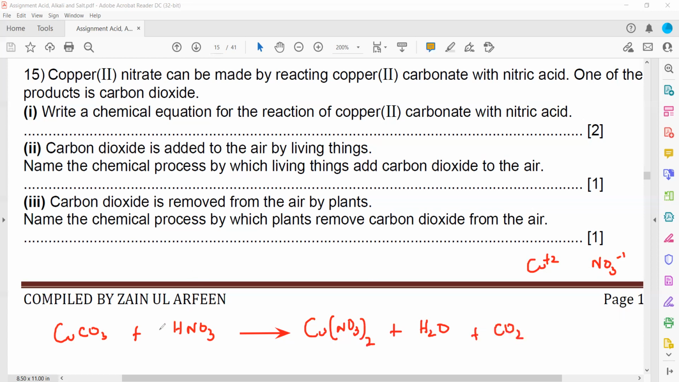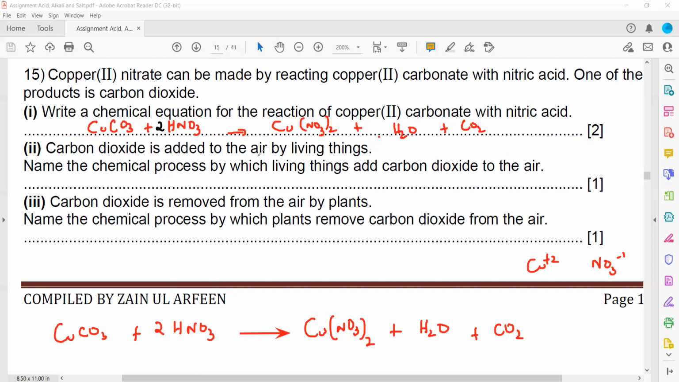Then we have to balance. As you can see, we have two nitrates here, so we should have two nitrate, 2NO3. We put 2, and nitrate is balanced. The moment we balance nitrate, the whole equation is balanced. So the equation for the reaction between copper carbonate and nitric acid: copper carbonate reacts with nitric acid to give copper nitrate, Cu(NO3)2, plus water, H2O, plus carbon dioxide.